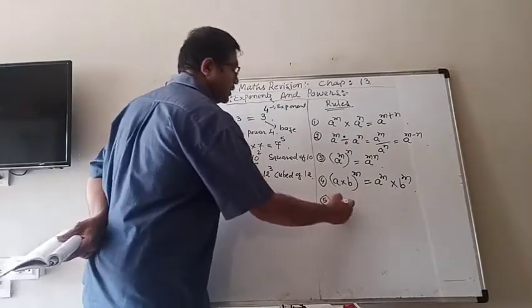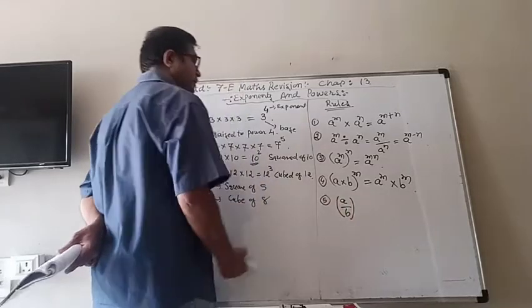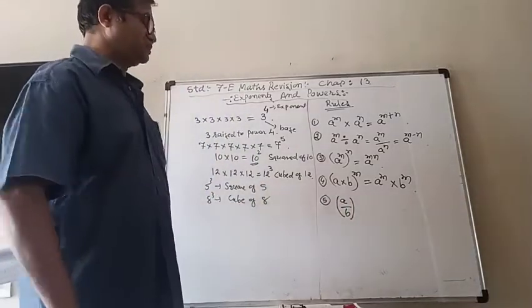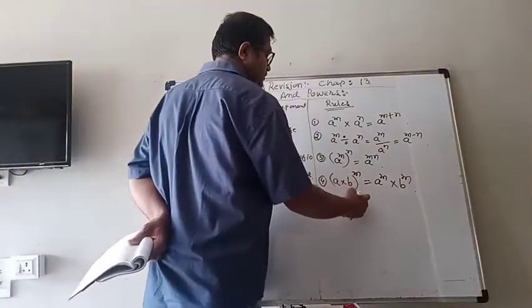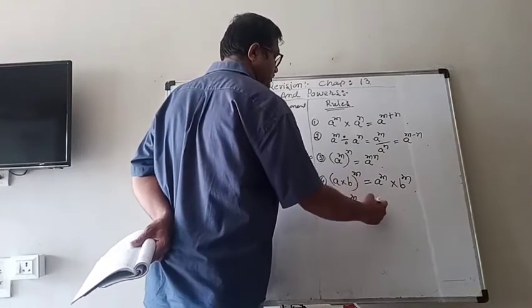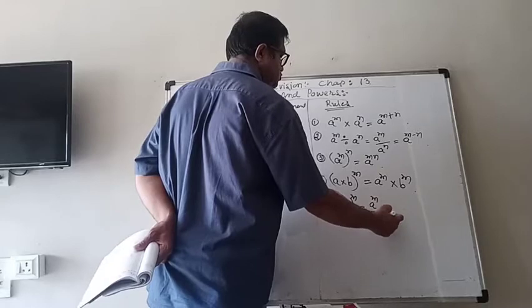Similarly, the other rule is that if it is in the form of a fraction, a upon b and power m, same thing here also: a raised to m upon b raised to m.